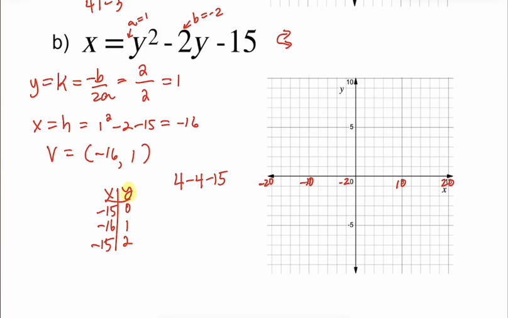Okay. So our first point is negative 15, 2. So if we count by 2's, 2, 4, 6, 8, 10, 12, 14. 15 is smack dab in the middle of 14 and 16. So 15 is right here. So at negative 15, we are at 0. And at negative 15, we are at 2. And then at negative 16, we are at 1. And then it looks something like that.